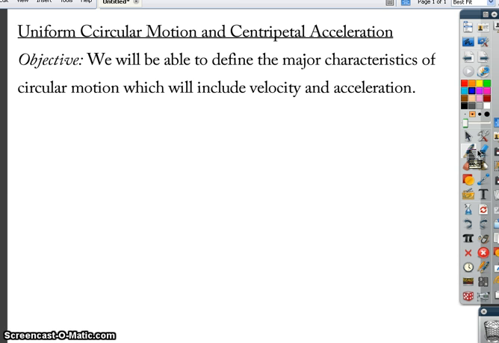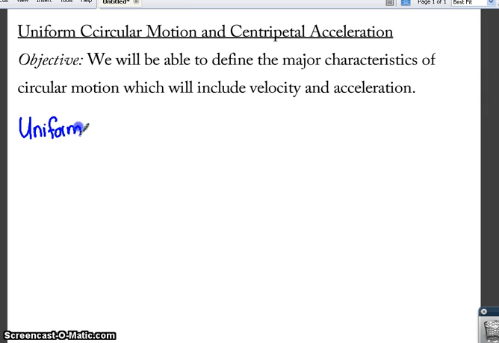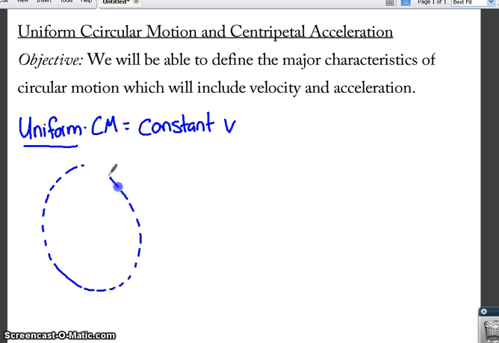So, first off, let's talk about this idea of uniform. I put up there uniform circular motion, and uniform circular motion, I'm going to put uniform CM, means constant velocity. So we are going to be traveling in a circle at constant velocity. Okay? For the purposes of this class, it's always going to be constant velocity. We're not going to get into accelerating around the circle as well as accelerating inward, okay? So constant velocity, moving in a circle.